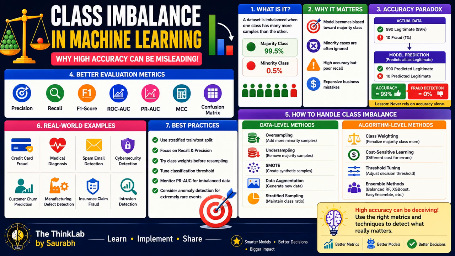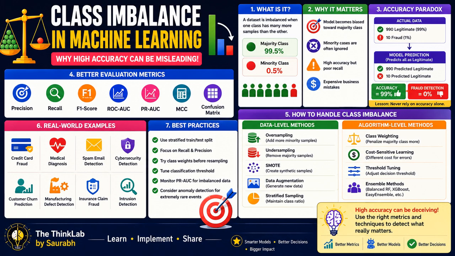So now let's discuss how we can solve the class imbalance problem. The first approach is random oversampling. Here we duplicate minority class samples. This balances the data set, but it may lead to overfitting, right?